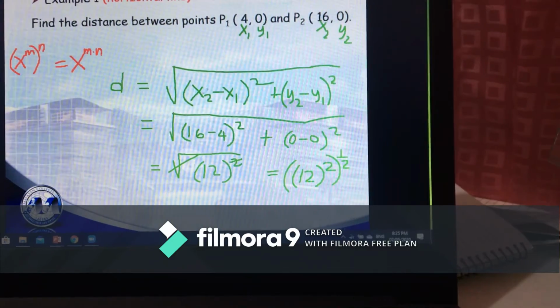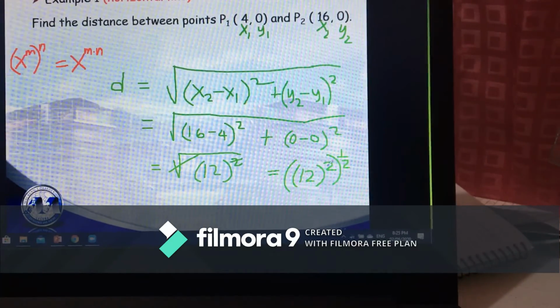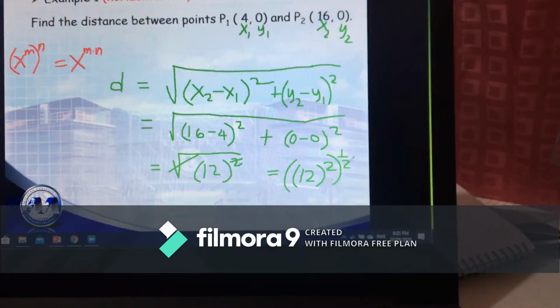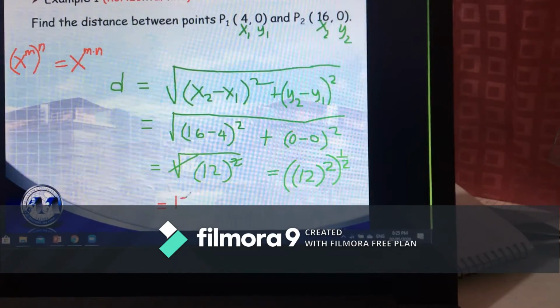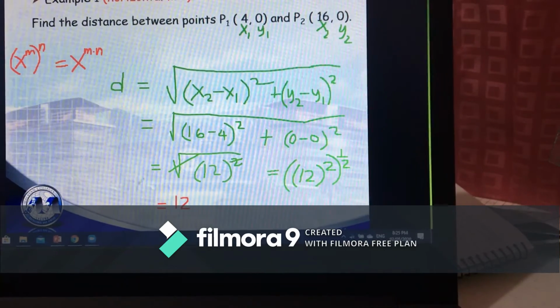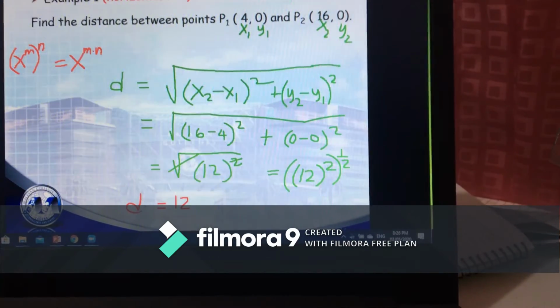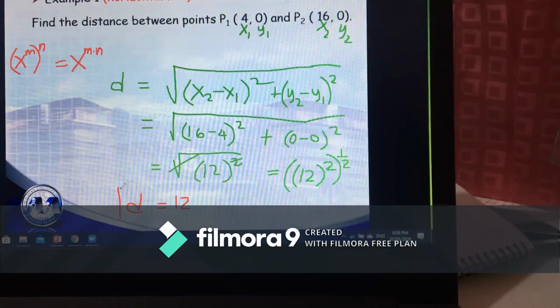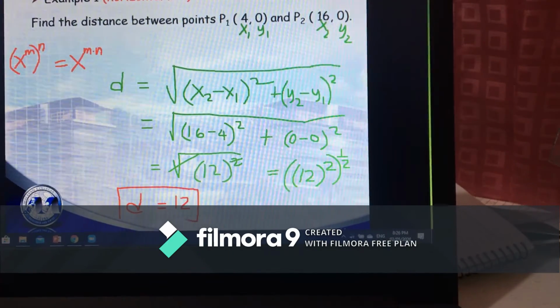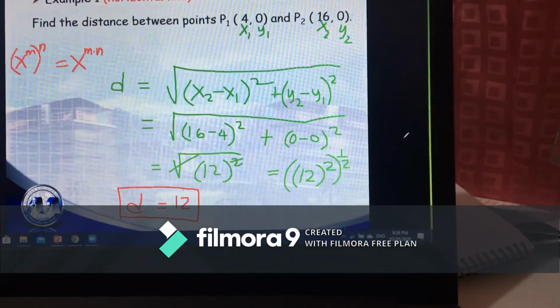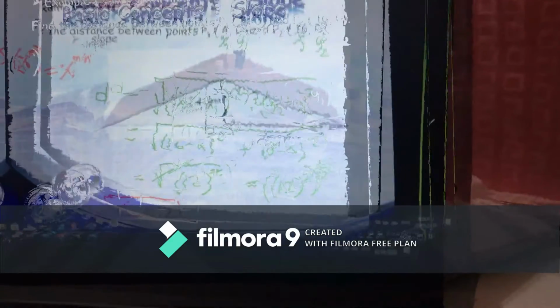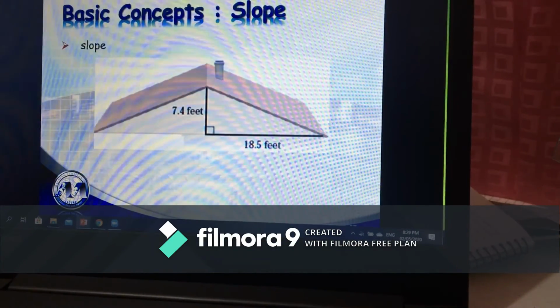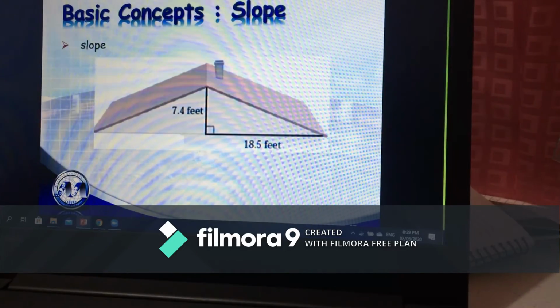So ibig sabihin here you have exponent na 2, then you have another exponent 1/2, so 2 times 1/2 is equal to 1, right? So ibig sabihin 12 to the power 1 is simply equal to 12. That's why yung answer natin is 12. Okay? You understand? So ganon din kung gamitin mo doon sa second problem yung vertical, you will come up with the same answer. Okay, so I hope it's clear with you. Okay, we'll proceed. Do you have any questions?